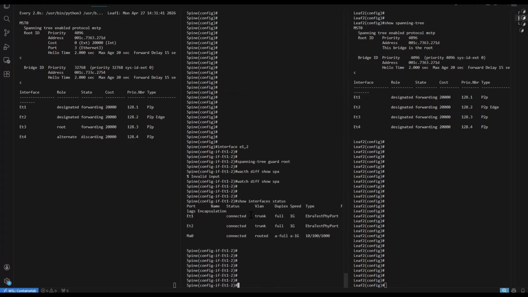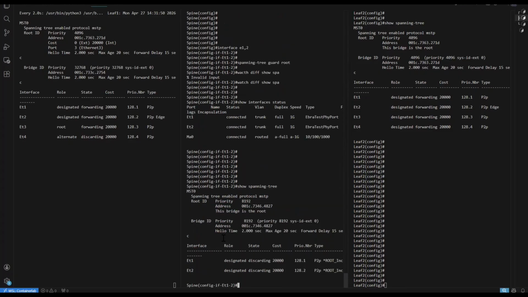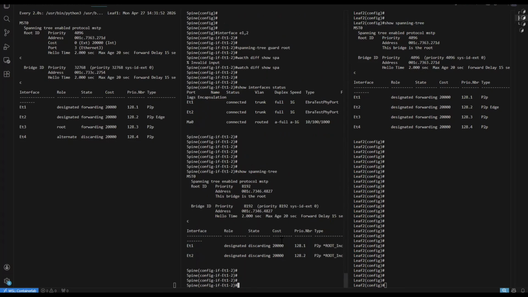Okay, if you look at the interface status, it's still showing connected, but show spanning tree shows clearly that it's discarding, and the reason is root inconsistent. So somebody else is claiming to be the root. So what I'm going to do is, I'm going to remove that now.